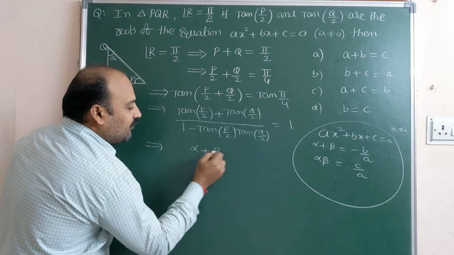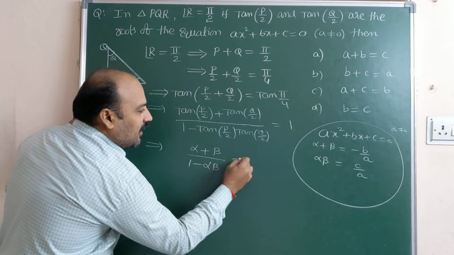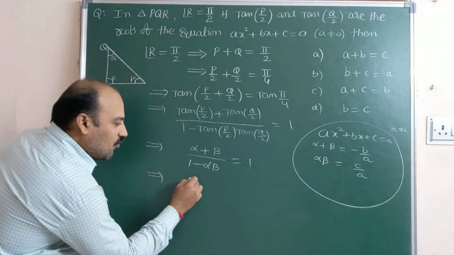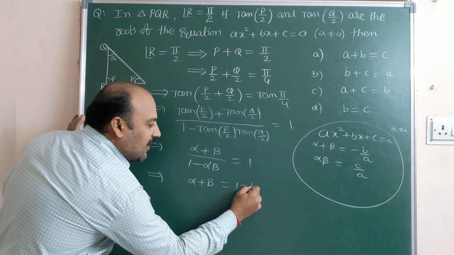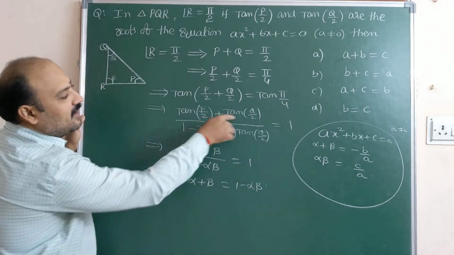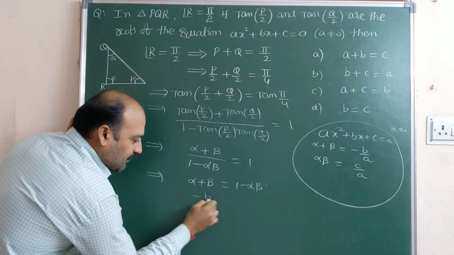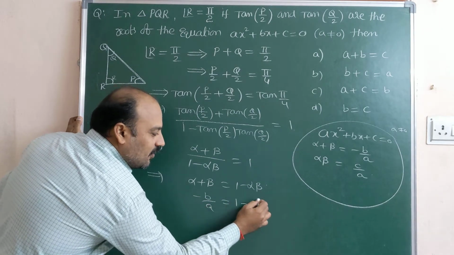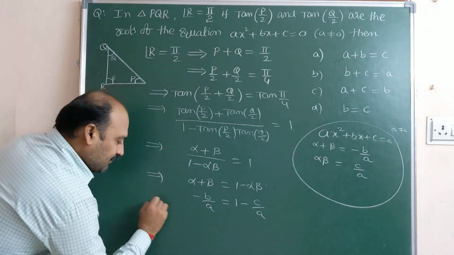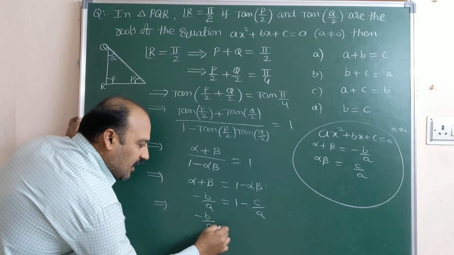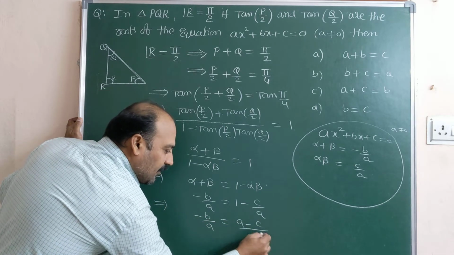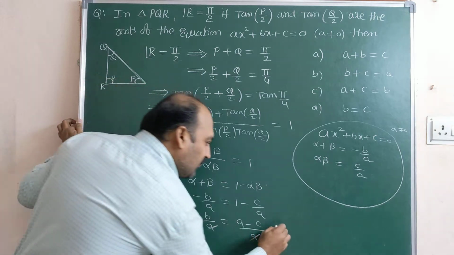Alpha plus beta by 1 minus alpha beta equal to 1. So alpha plus beta equal to 1 minus alpha beta. Alpha plus beta value is what? Minus b by a. 1 minus alpha beta value c by a. Take LCM. Minus b by a equal to a minus c by a. Both sides a get cancelled.